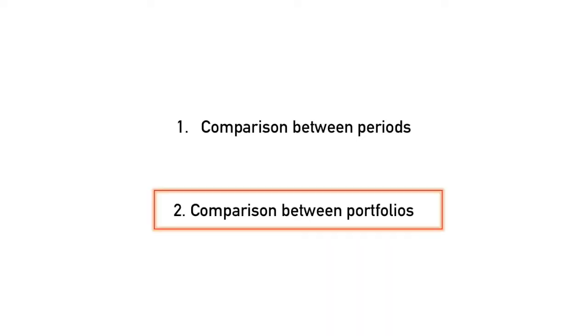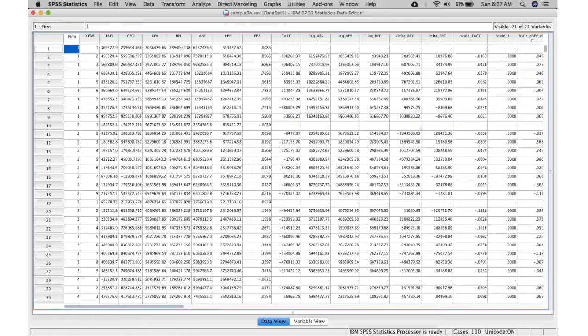One is to look for a periodic trend. An example of this is found in the video regarding an event study. The other option is to compare standard deviation by groups or portfolios. And this is what we are demonstrating in this video.